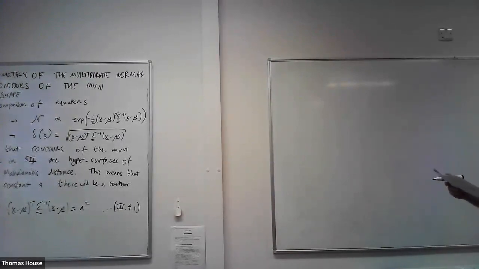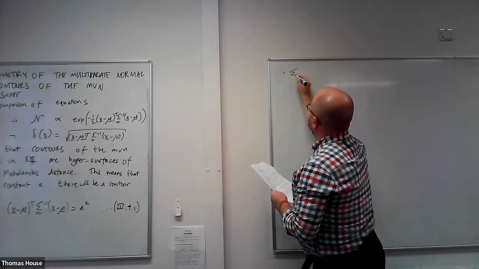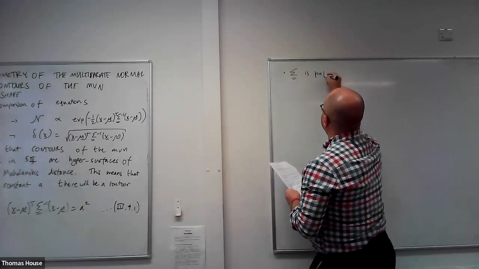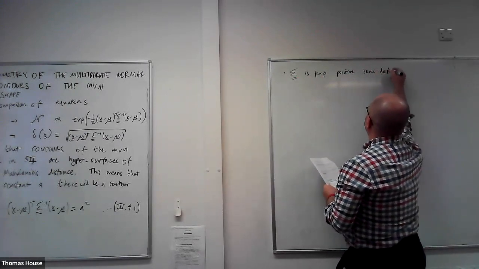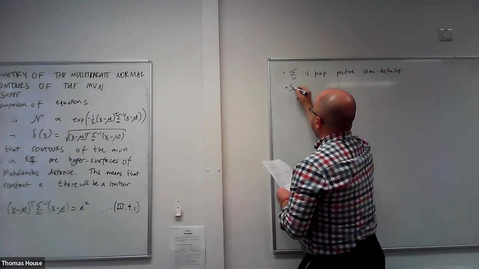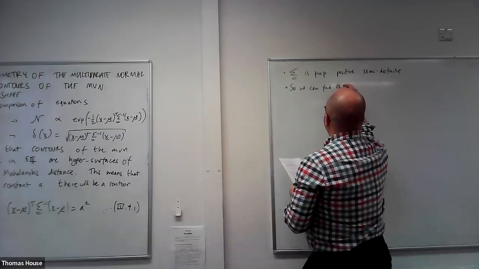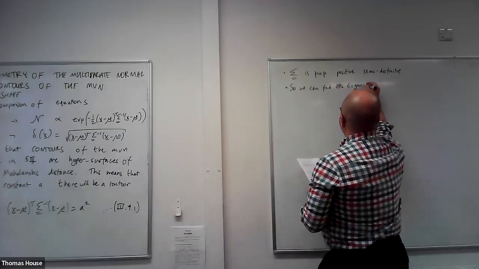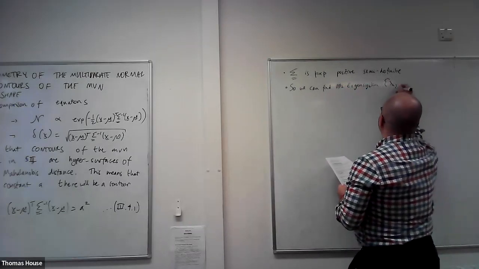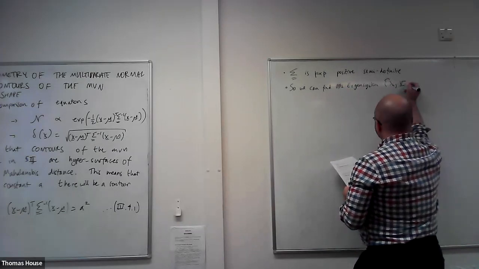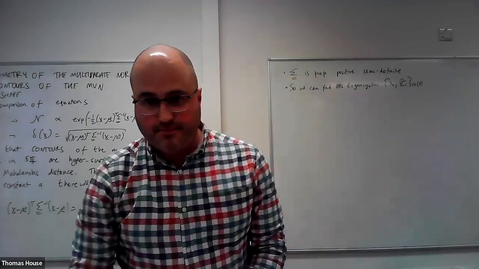So now, if you remember, so sigma is p by p, positive semi-definite. So we can find the eigensystem, and that's a set of eigenvalues and vectors that i from 1 to p.